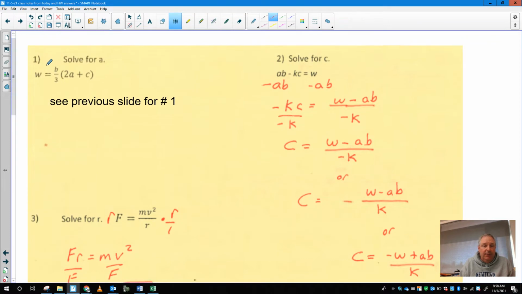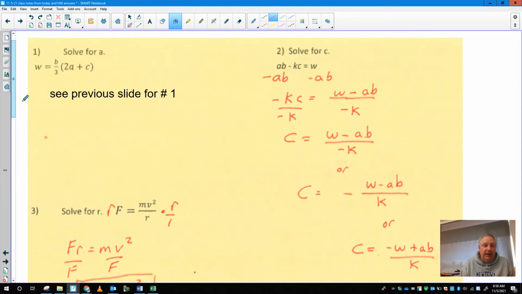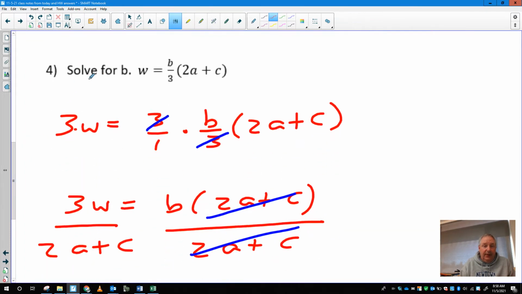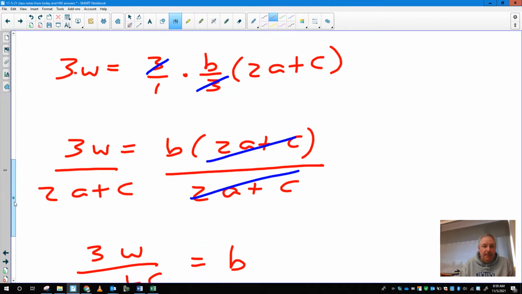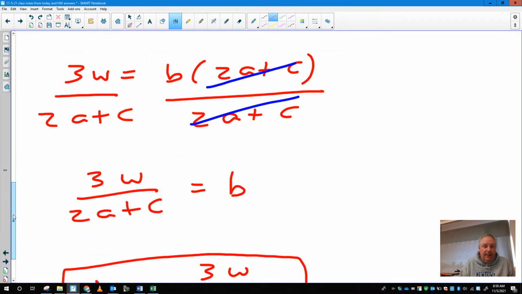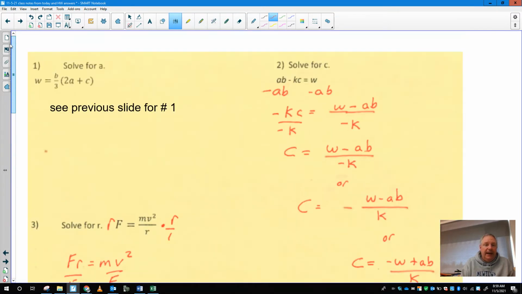The difference between number 1 and number 4, it was the exact same problem, but number 4, we were trying to solve for b. So I would just multiply by 3 to get rid of that 3. Divide by the quantity of 2a plus c, and then I'm finished. Now let me just go back to number 1.